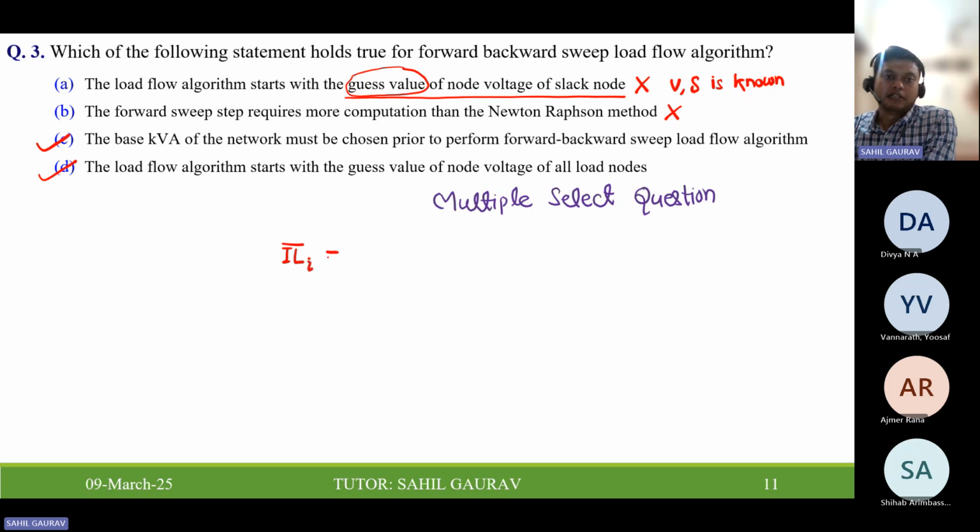If you remember, then you apply this load current, Pi minus jQi upon Vi conjugate. And if you are performing some iteration, then we need to find this voltage at different nodes. So the initial value we have to guess. That means for all nodes we are considering V1 the same. Generally we take 1 at the angle of 0. So this is the guess value or initial value.